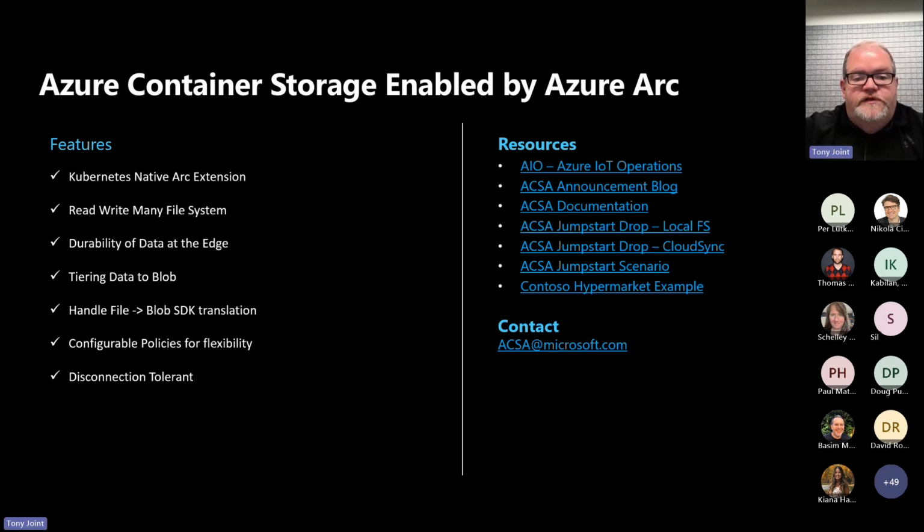So Azure Container Storage enabled by Azure Arc is a Kubernetes native CNCF compliant service that you can run on your Arc connected Kubernetes systems to provide a shared read-write-many storage class for your critical workloads at the edge. ACSA does also provide a cloud sync component to enable workloads that require disconnected operations and data mobility from edge to cloud to blob or OneLake storage.